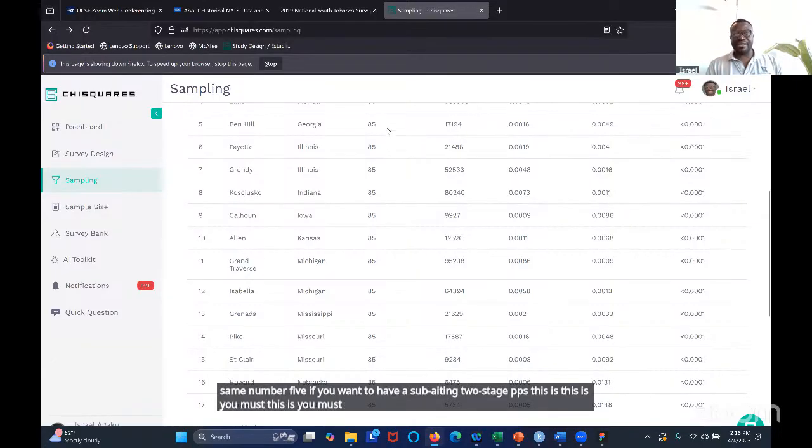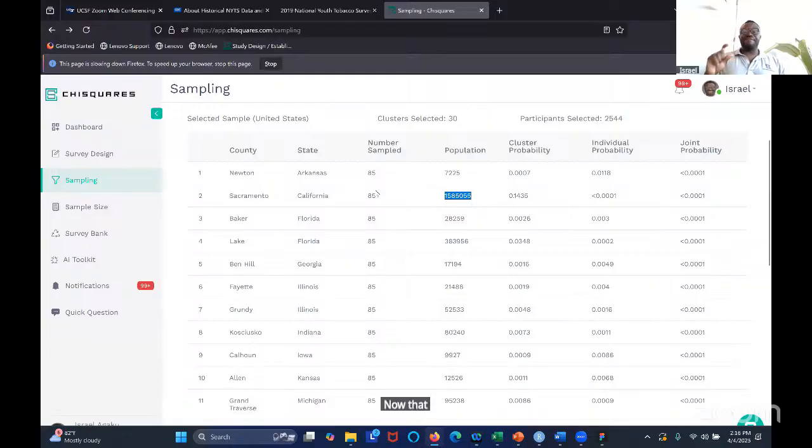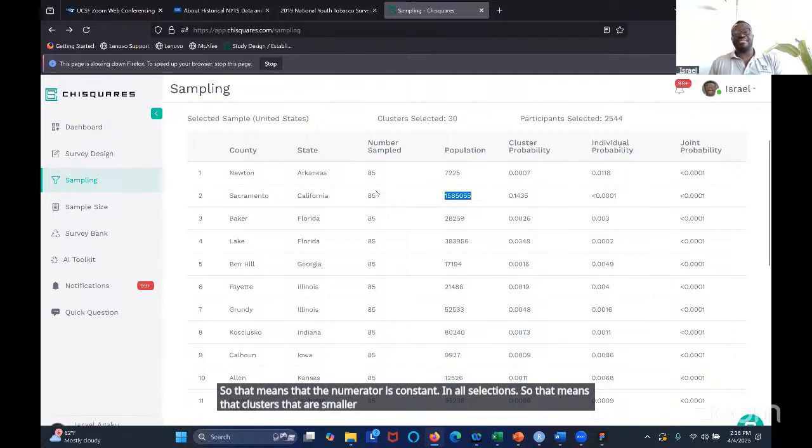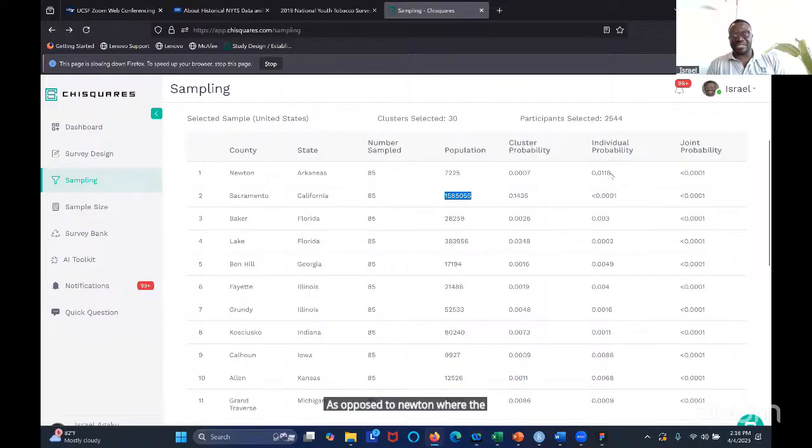So now that we selected a fixed number of individuals from each cluster, it means that the smaller clusters have a higher probability of being selected because they are few and we're selecting a fixed number of people, right? So that means that the numerator is constant in all selections. So clusters that are smaller have higher probability in the second stage. So you see here, in Sacramento, suddenly its probability is very small, as opposed to Newton, where the probability is now much larger, right? This was the reverse. So that's the magic, that's the statistical beauty of a two-stage PPS.